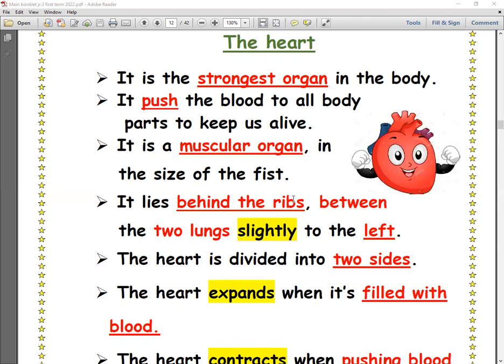I can say the size of the heart equals the size of your fist. After that, where is the heart? The heart lies between two lungs, behind the ribs, slightly to the left. Ribs, that means the rib cage, okay?